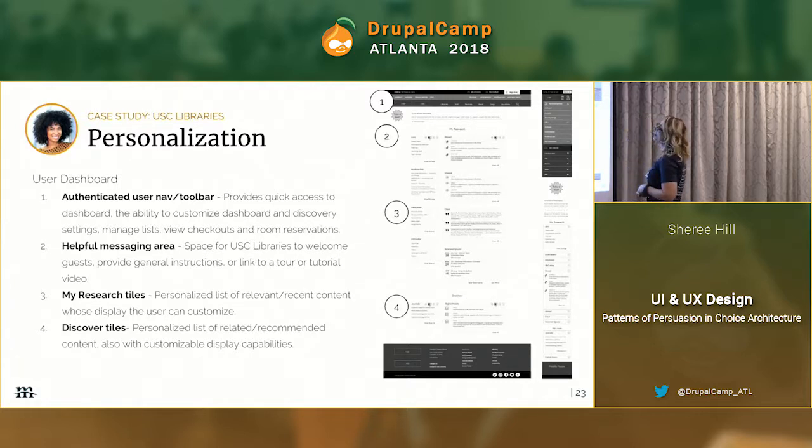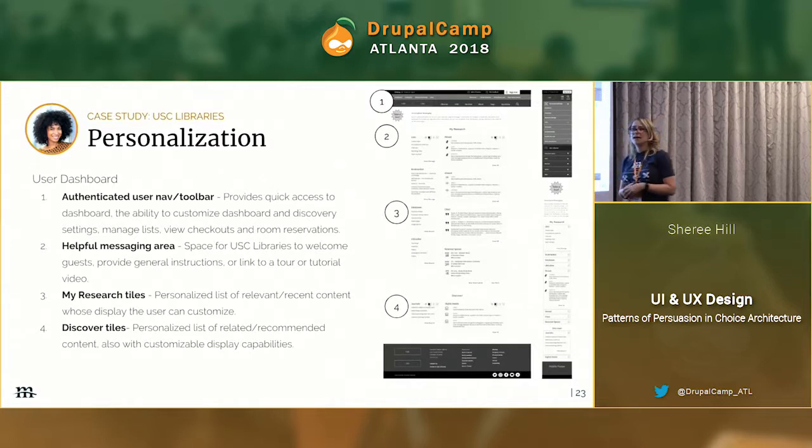customize the dashboard with settings, manage lists, view checkouts, and room reservations. There's also a helpful messaging area, and that allows USC libraries to welcome guests and provide general instructions. Right now there's a trend in higher education to have custom alerts appear on the homepage, and this gives the institution the ability to send targeted messages to the specific user on a dashboard. We have the My Research tiles.